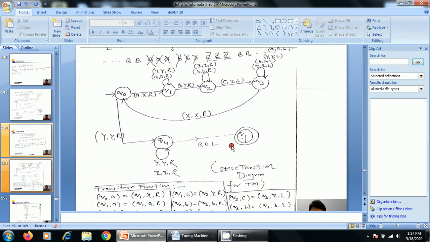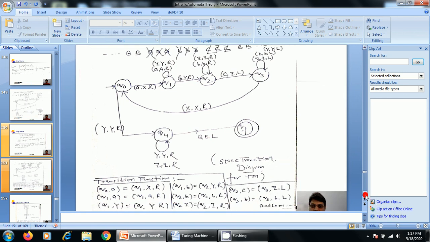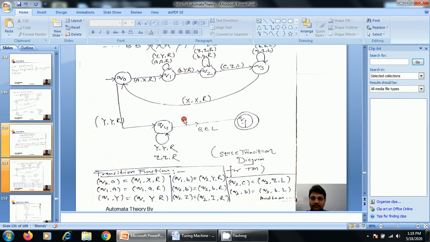This is called the Turing machine, and this is also called the transition diagram. And this is the transition function. In place of the transition diagram, you can write the transition function and you will get equal marks. Both have equal weightage. If any question is given to construct a Turing machine for the given language, you can make a transition diagram or write a transition function.